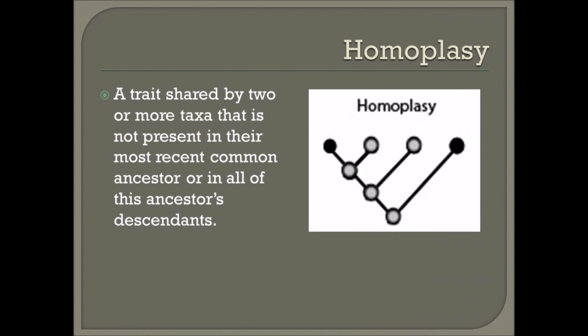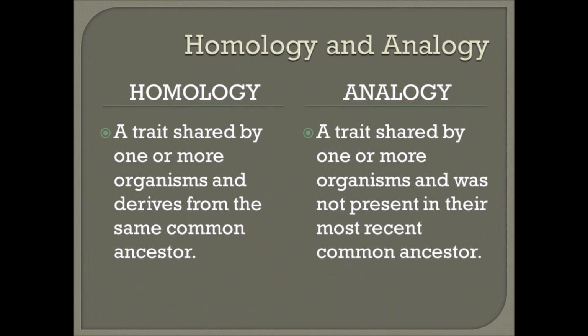Now, homoplasy is a trait that is shared by some taxa that's not present in the most recent common ancestor. So in here, we're talking more about parallel evolution. So for something to be a homology, it's a trait that would have had to come from a shared ancestor, and the trait is used for the same function, and it's probably got the same structure in both species that you're looking at.